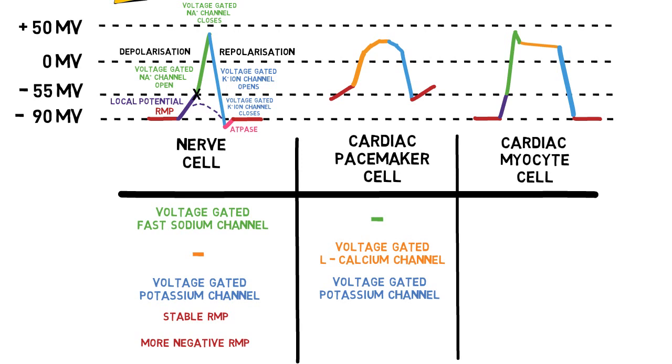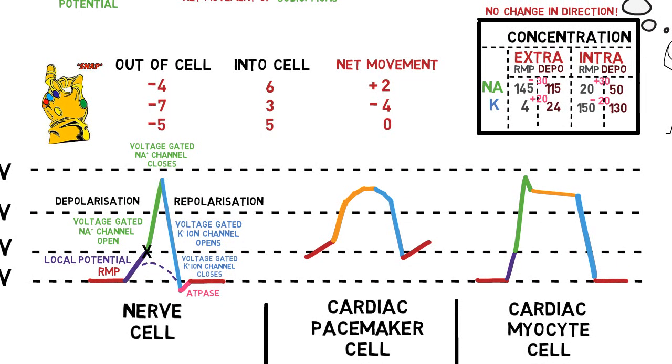It also has voltage-gated potassium channel and a slanted RMP, or unstable RMP, and a relatively less negative RMP at about negative 60 to negative 50 millivolt. Let's focus on our pacemaker cell first. As you can see, the nerve cell and cardiac myocyte cell both have purple lines, which denote a local potential that occurs due to the excitation from an adjacent cell, which helps them to become less negative so that their voltage-gated sodium channel can be opened.